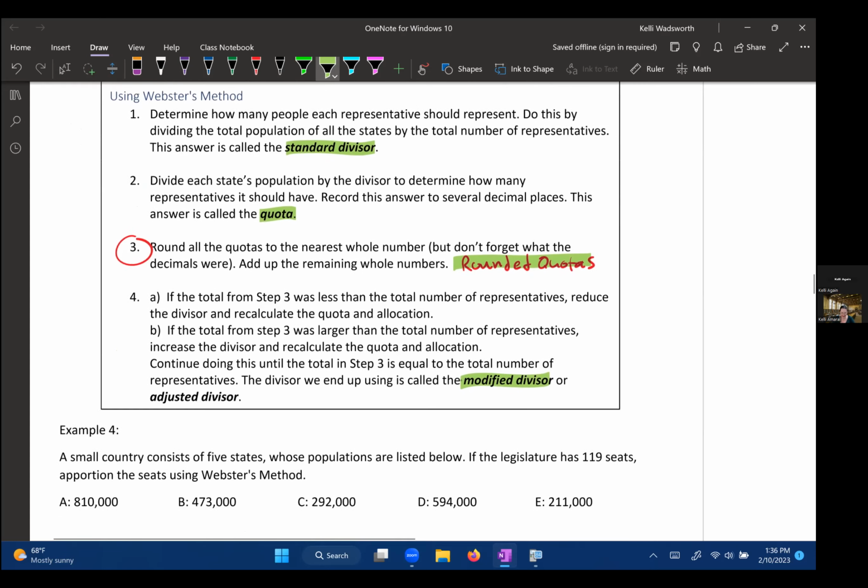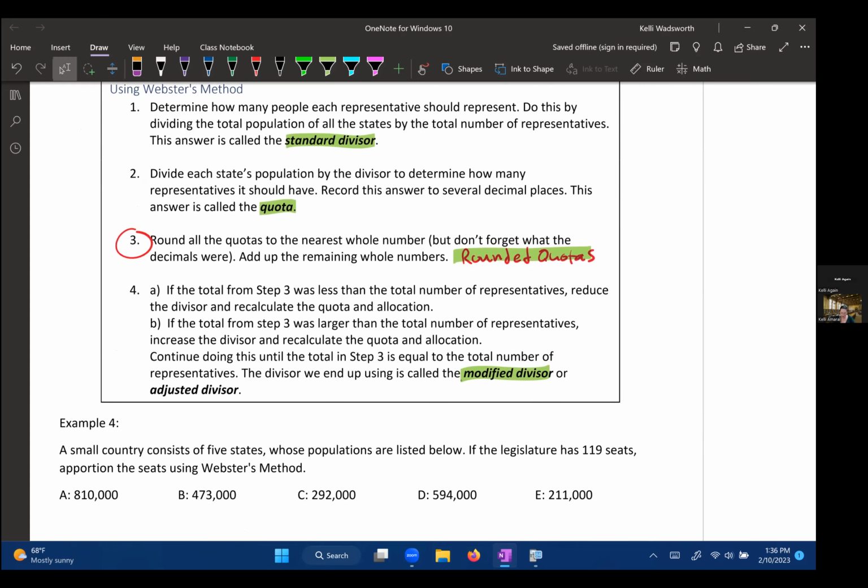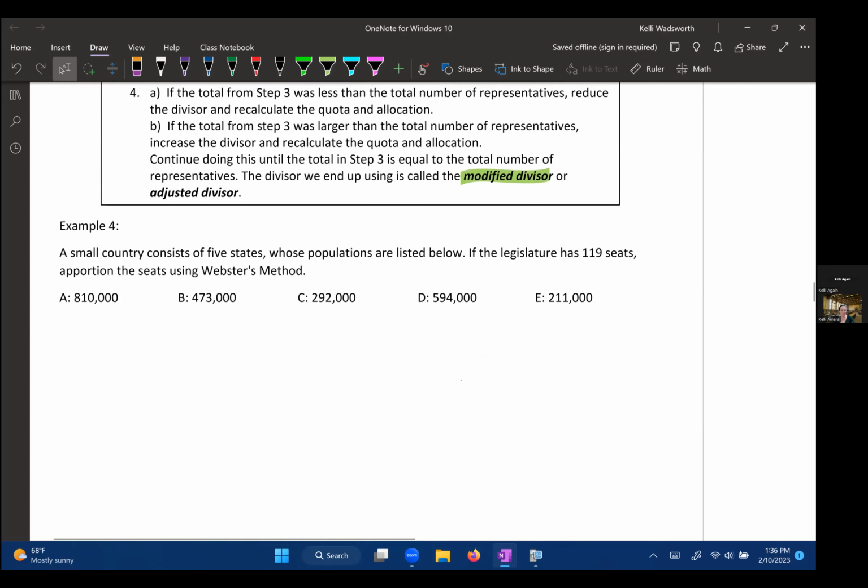All right, so we're going to apply this method, Webster's method, to the same example that we did for Hamilton's method, which I corrected, by the way, and posted as an announcement on Canvas, and Jefferson's method. So same 5 states in the small country, same number of seats, same population for each state. But now we're going to do Webster's method.